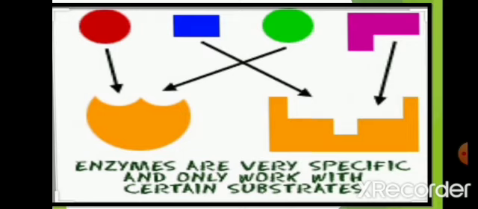Look at the diagram. As I have said, enzymes are very specific and work with their substrates. This is the substrate and it will fit into the active site of the same shape. This substrate is specific for this enzyme. It will not bind with the other enzyme because it has a different shape of active site.